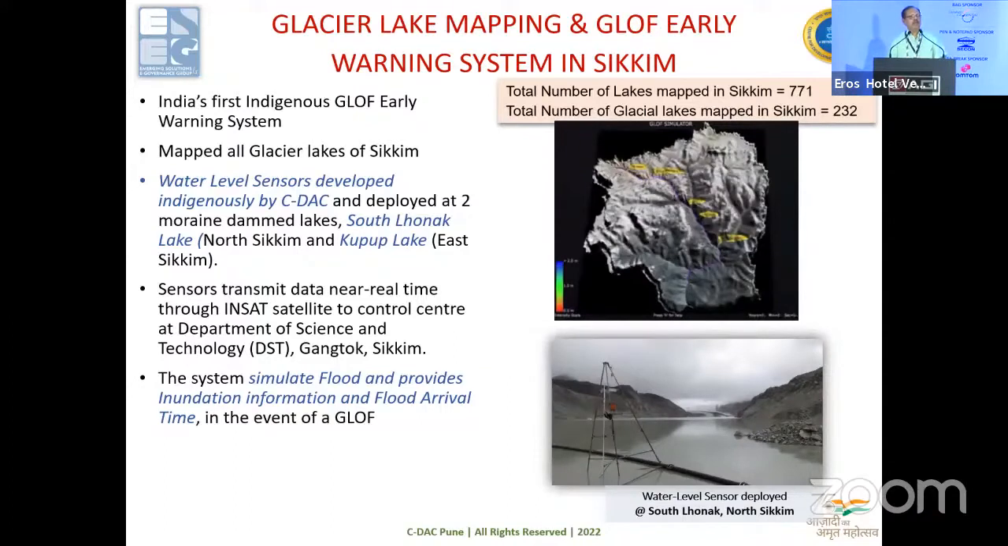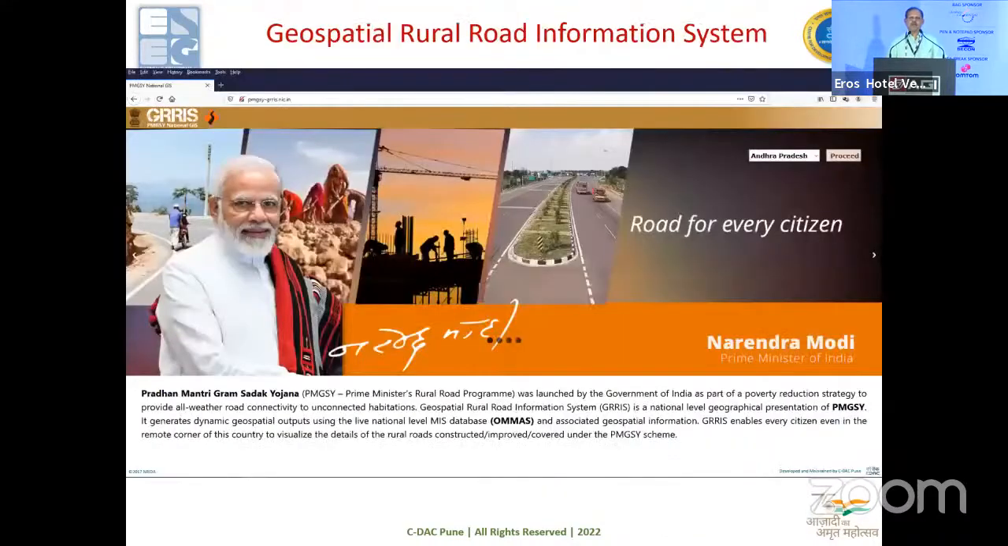Suppose you have 2-3 GLOF flood events together, then we require a lot of computing resources to process the data. Okay. Now we are also working with the Ministry of Rural Development, and we have developed the Geospatial Rural Road Information System for the PMGSY roads.